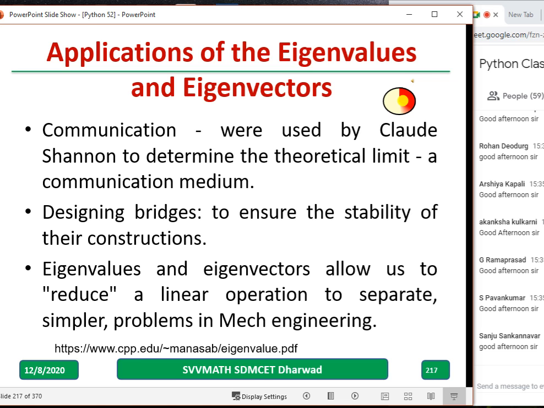I'll wait for another 20 seconds. Those who want can take 2-3 words, like communication in civil engineering, mechanical engineering, and different engineering disciplines. We are going to use eigenvalues and eigenvectors. So how to use a Python function to find the eigenvalues and eigenvectors, that we are going to see in the next 2-3 slides.